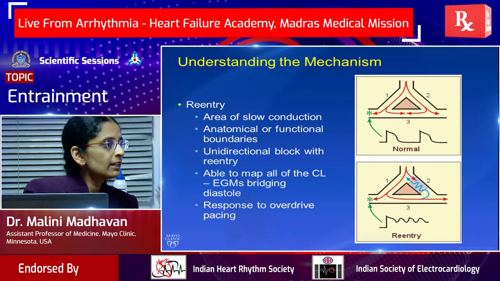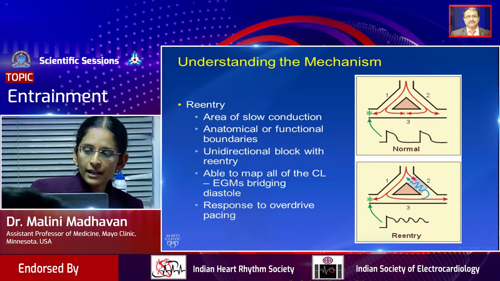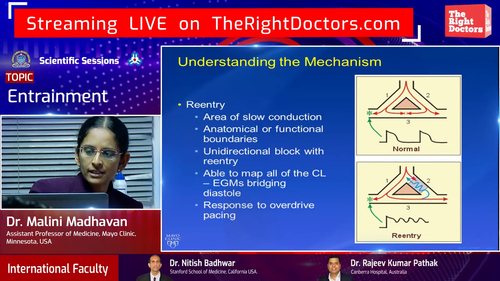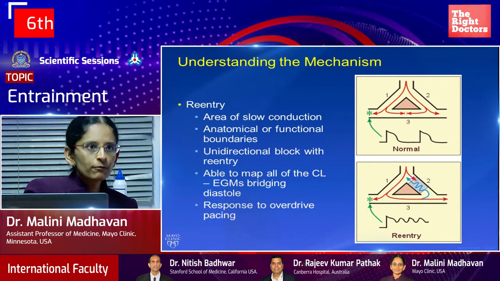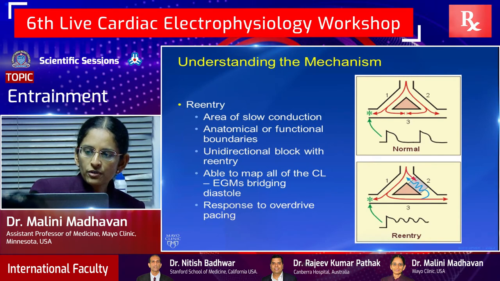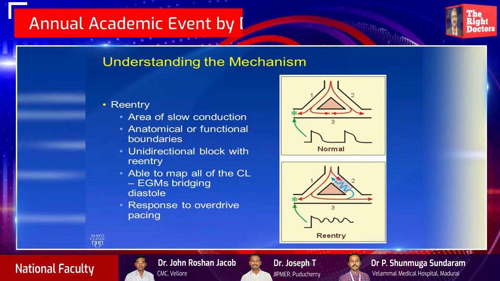When you see VT, what starts VT typically is a PVC, correct? So in this sinus rhythm, if there is a PVC, say some premature complex happens, there is going to be block in one direction in this slow zone, because the tissue cannot recover fast enough from refractoriness. So there is unidirectional block in the slow zone, but conduction still continues through limb 1, which is more normal.